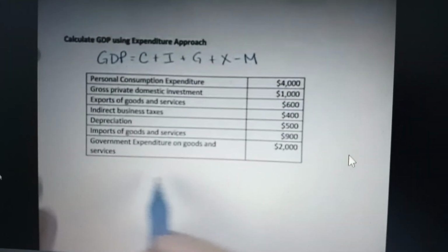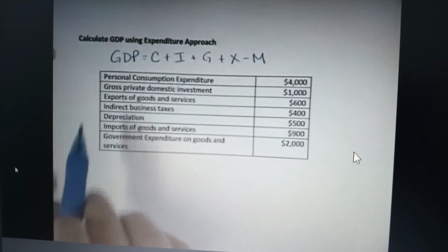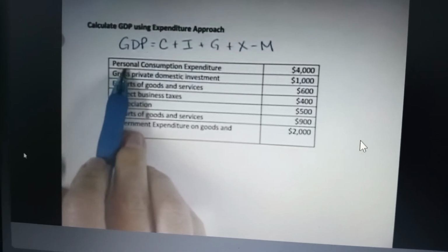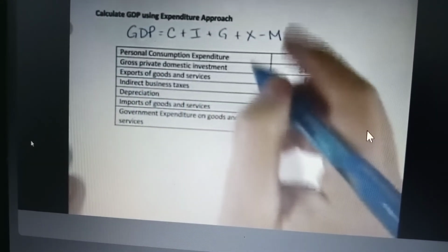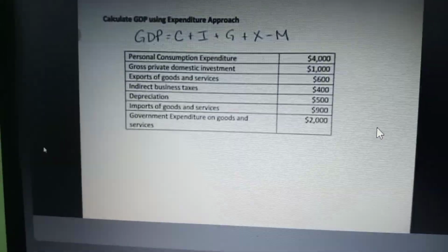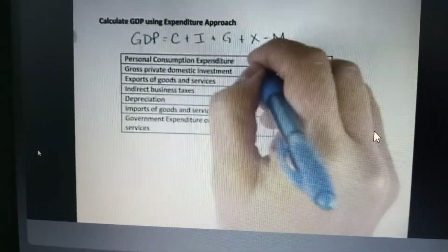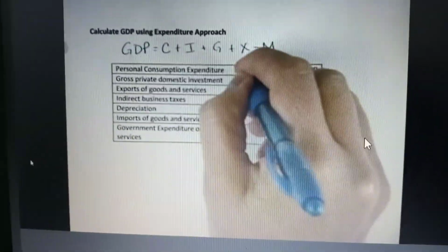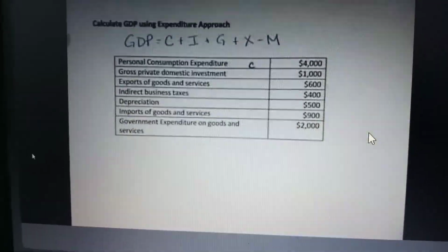Let's figure out what these are. The C is consumption, or as the government calls it, personal consumption expenditure. If you see it in the news, you might see it as PCE, but we're going to call that just consumption. So this is the consumption component using the expenditure approach.